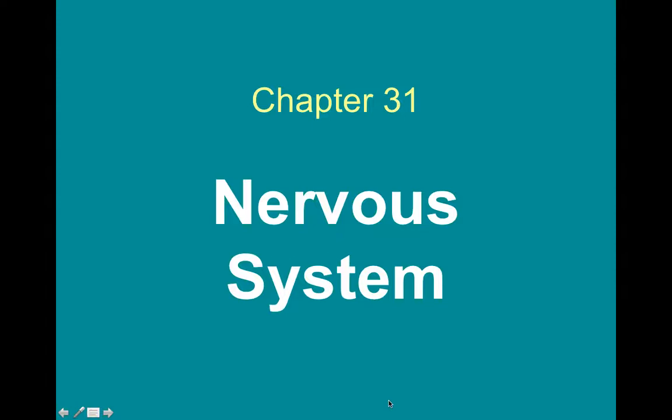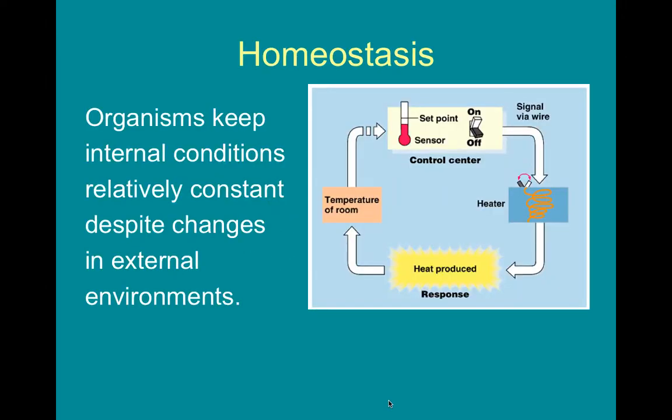Welcome to the nervous system. The word to know is homeostasis. This is keeping internal conditions balanced, relatively constant, even though the environment changes. Homeostasis requires all organ systems to work together. An analogy is the temperature in a house in the winter.